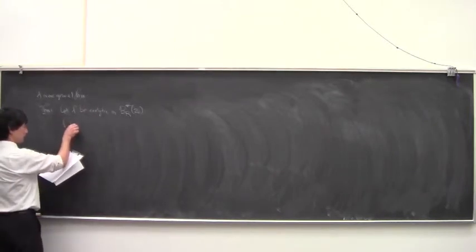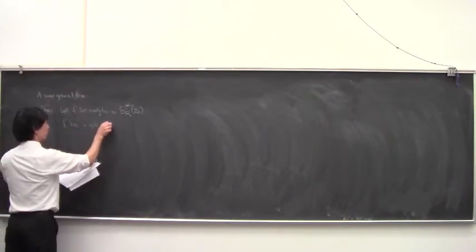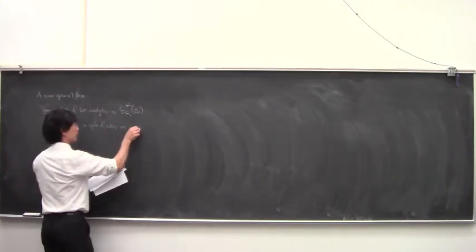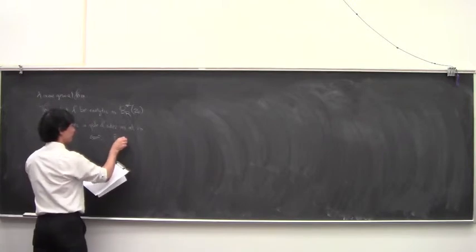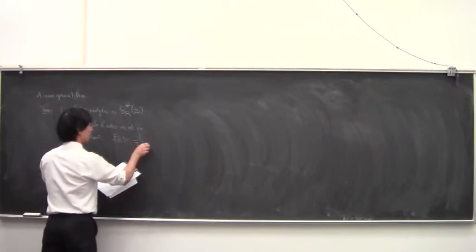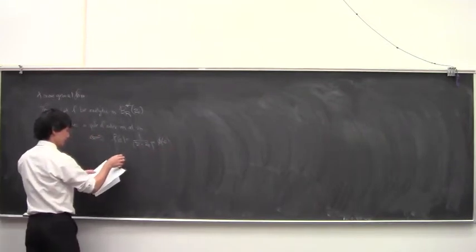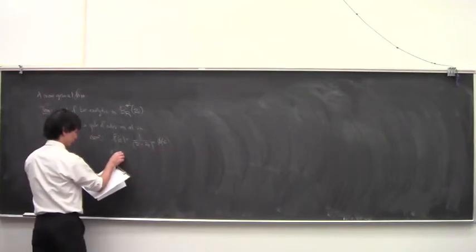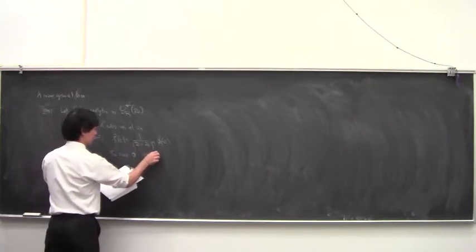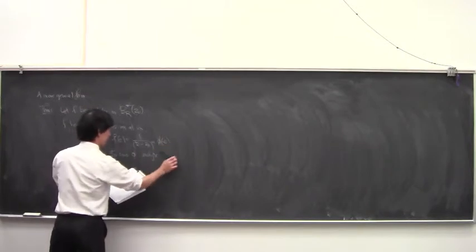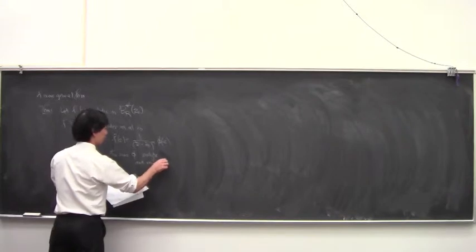f has a pole of order m at z naught if and only if f of z equals 1 over z minus z naught to the m times theta z. I'm sorry, phi z, for some phi which is analytic and non-zero at z naught.